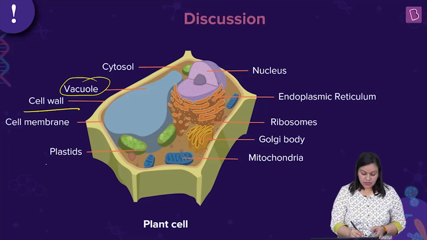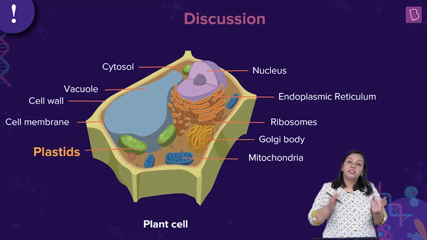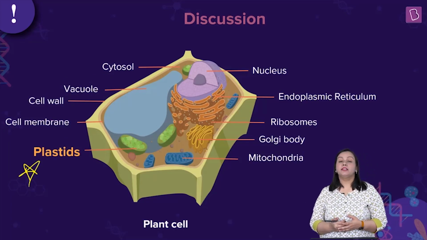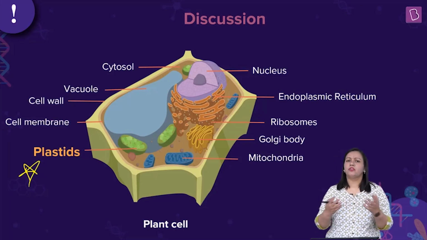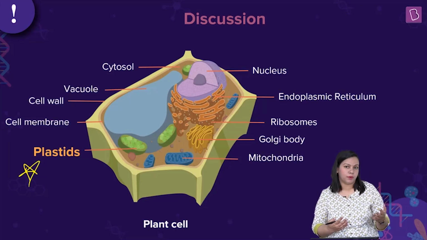Also, what you see here is the presence of plastids. So this is another major point of difference, which is what is relevant to this question. These plastids are basically double membrane bound organelles, which are of different types. It can be chloroplast, chromoplast, or leucoplast.